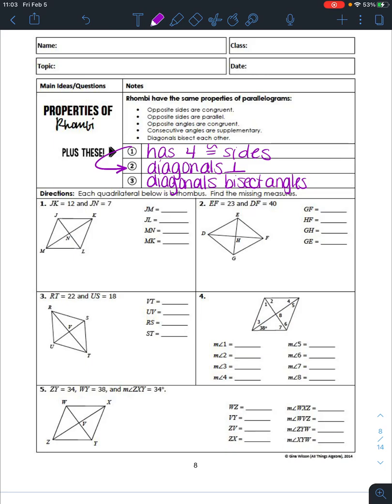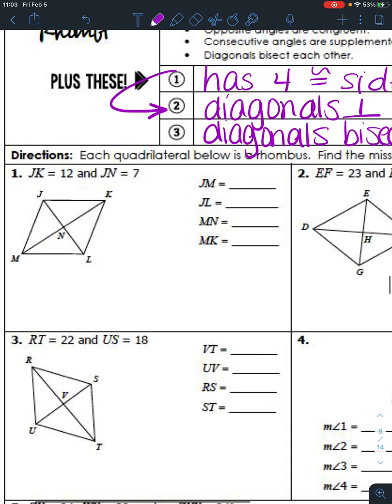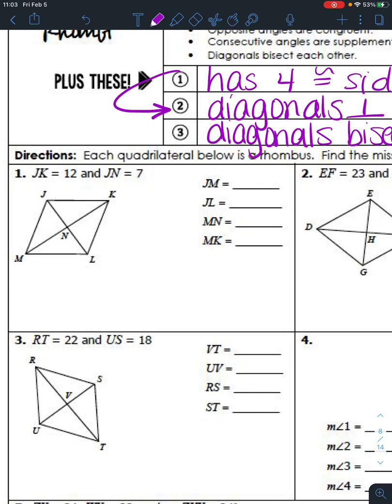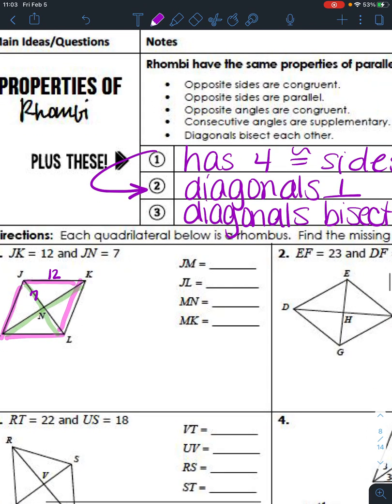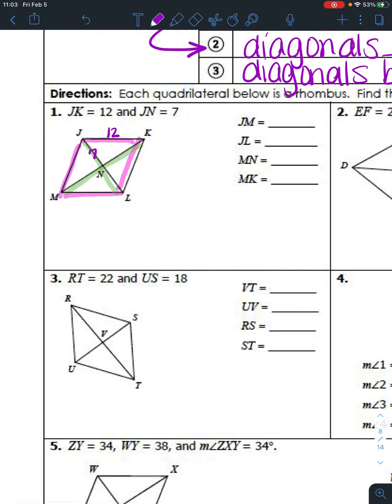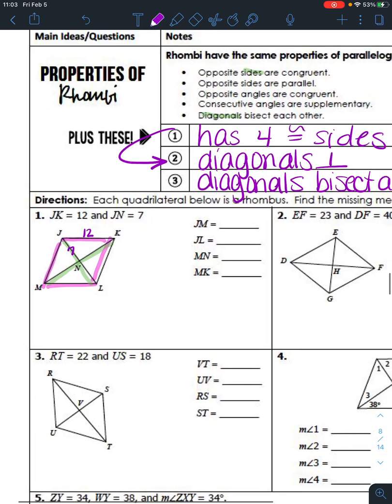Okay, so let's look at a couple of problems with this. As always, take your picture, always label all the pieces, and if you ever get stuck, just start filling in everything that you know. So JK is 12 and JN is 7. I gave you sides, so if we're talking about the sides, we need to know something about all the sides, and then we're talking about the diagonals. That's the other piece of information I gave you, a part of the diagonal. So we need to focus on the rules that have to do with sides and diagonals. Keep that in mind as we're looking at this problem.